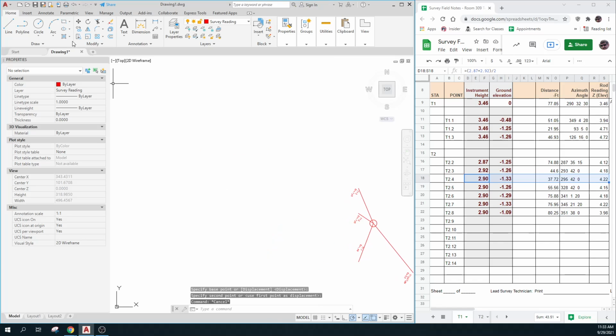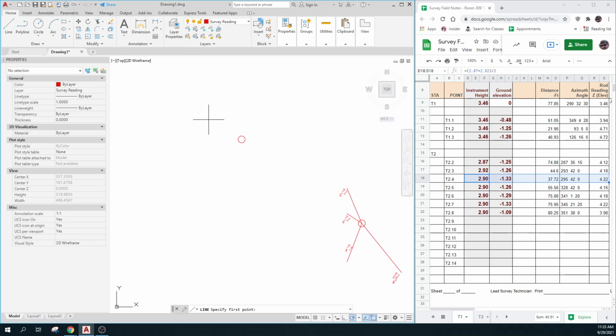And now I'll do my T2, and I'll set it up all separately over here. And I wanted to have this all done for you, but that's okay. We'll just get through it. So it's from where I'm at, 74.88 at an angle, 287D, 35 minutes, 15 seconds.